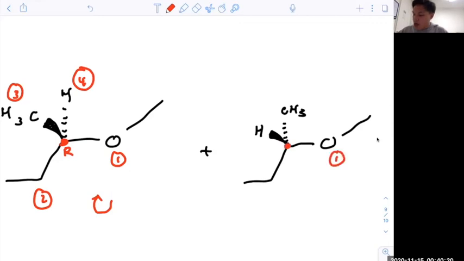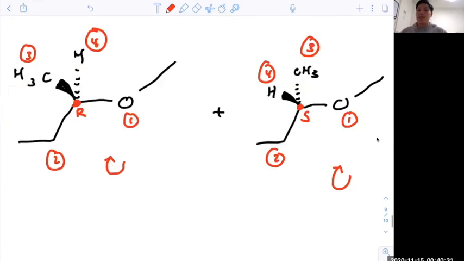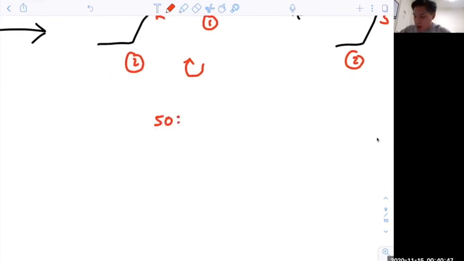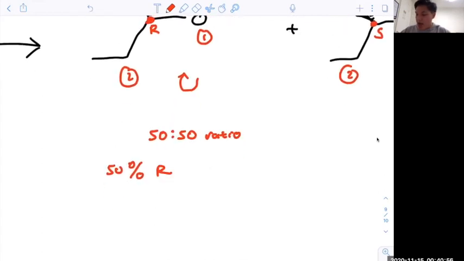This is 1 over here, 2, 3. We're going clockwise, and this is 4. But our 4 isn't on a dash, it's on a wedge, so we can just flip it. So it's S. And now because we have these two molecules, it's not going to be 60-40 or 70-30. Not one of these molecules is going to majorly be produced. They're going to be produced in a 50-50 ratio, right? So you have 50% that is R, and you have 50% that is S, okay?